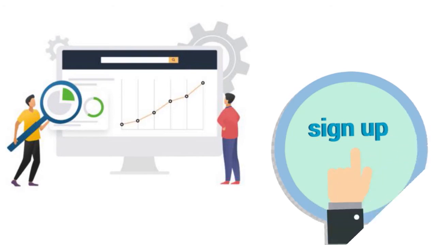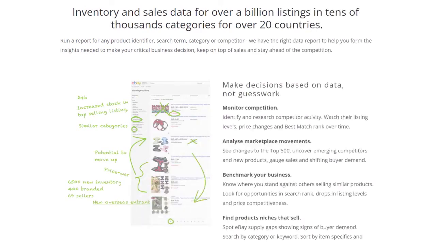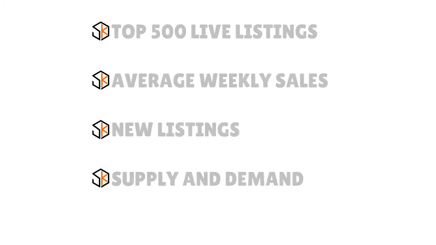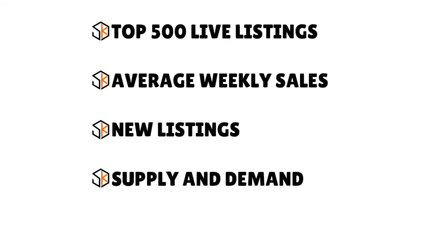So once you have signed up, you can get started by clicking on create report. There are actually 4 types of report options on ShelfTrend for you to choose from. They have the top 500 live listings, average weekly sales, new listings, and supply and demand. So look into that quartet to see which report actually is of interest to you.